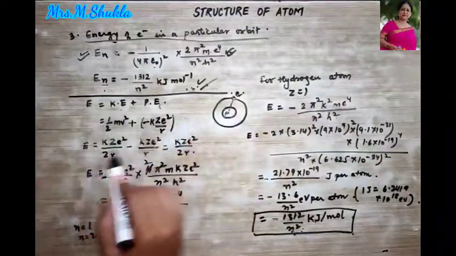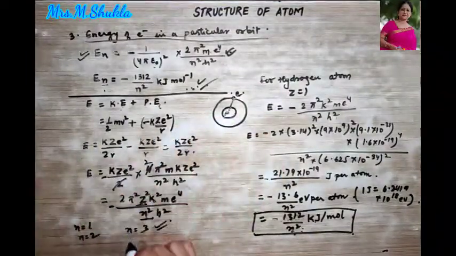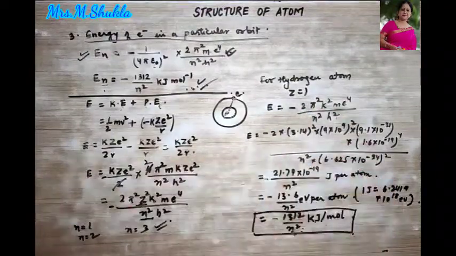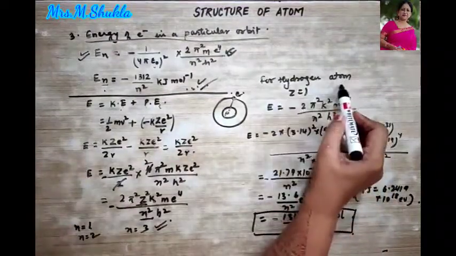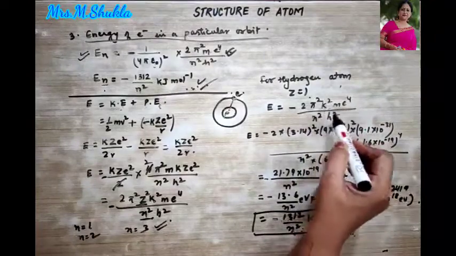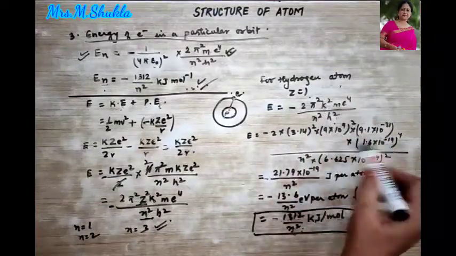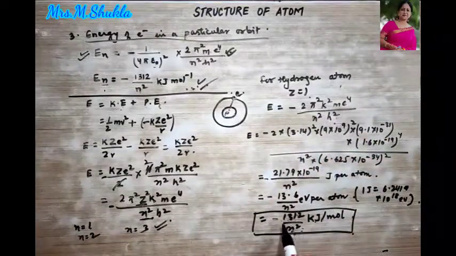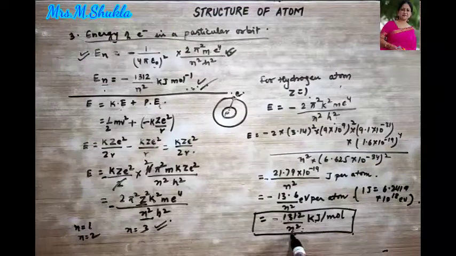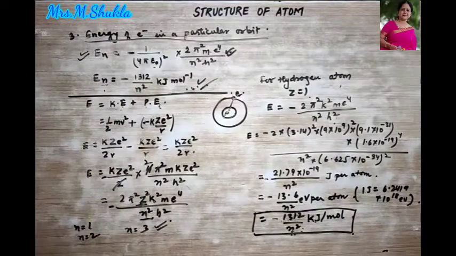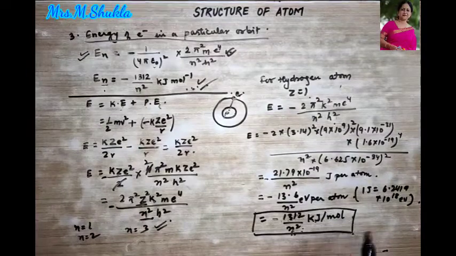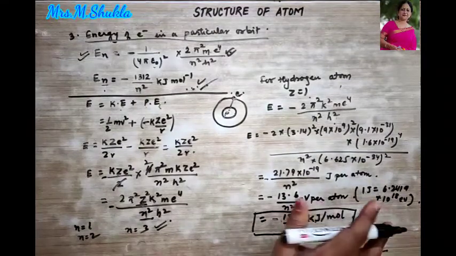So after putting all that together, we calculate all this. Then when the hydrogen atom has Z equal to 1, this is the formula that we get. Putting all the values, we get 1312 upon n square kilojoules per mole. So this is what we need to learn.